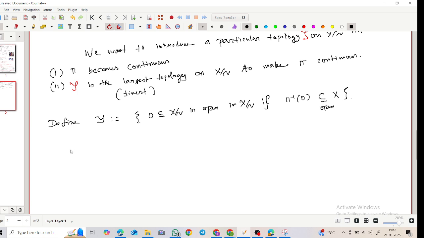What about two? So we'll take an arbitrary topology making pi continuous, and that will be contained in this topology.